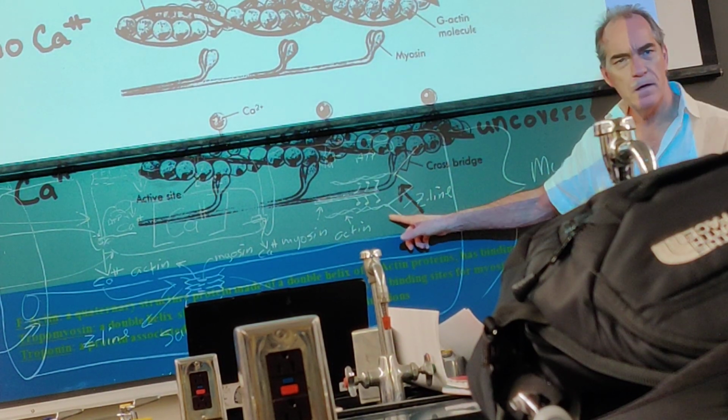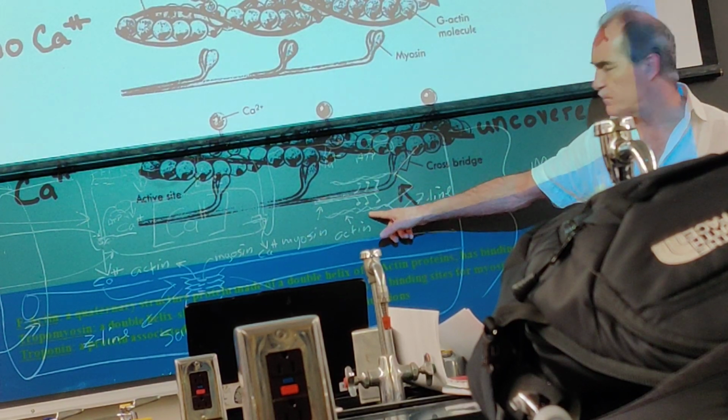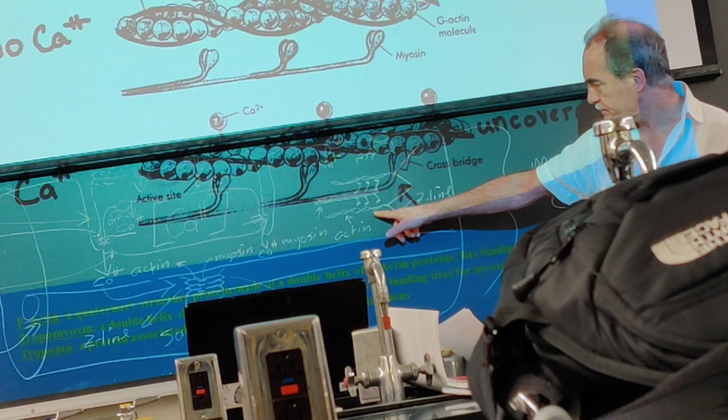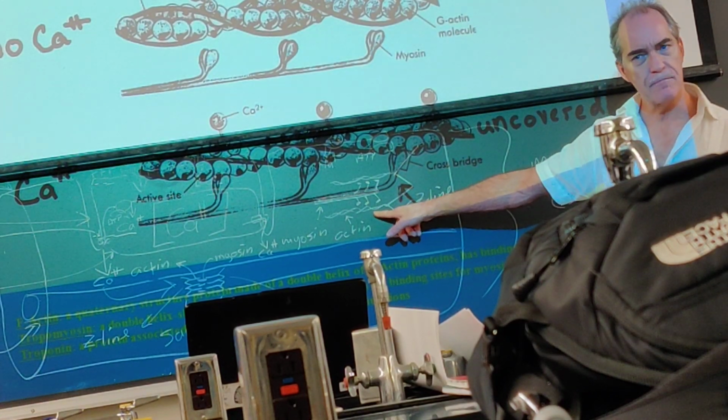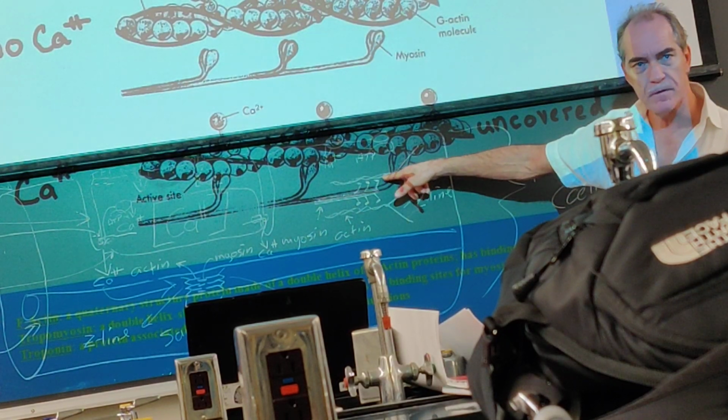Remember I had you draw a Z line on your drawing. This was actin, this thin filament. This was myosin. Myosin was the three heads there. I'm going to show you the actual detail of it right now. So here's actin here. This is the thin filament.